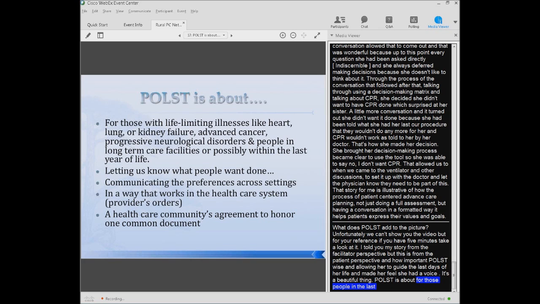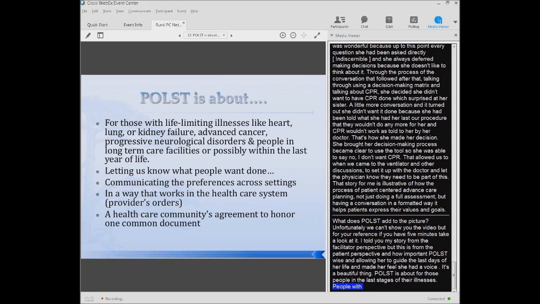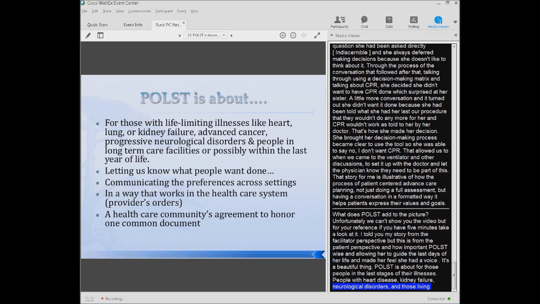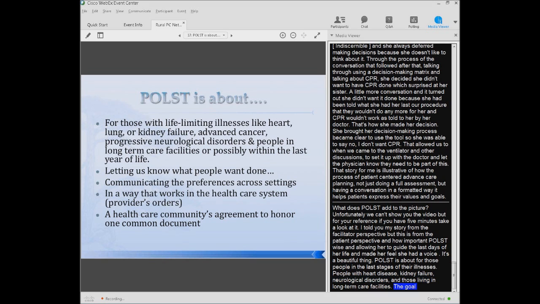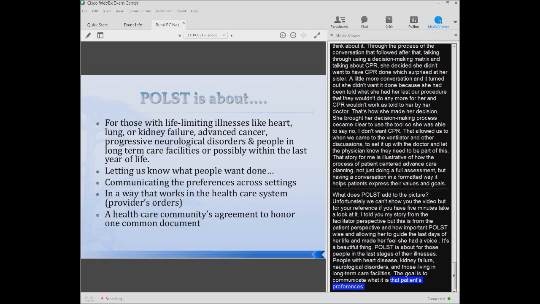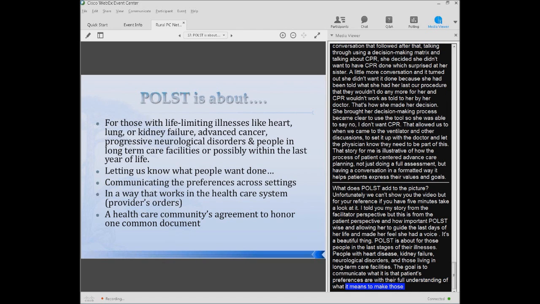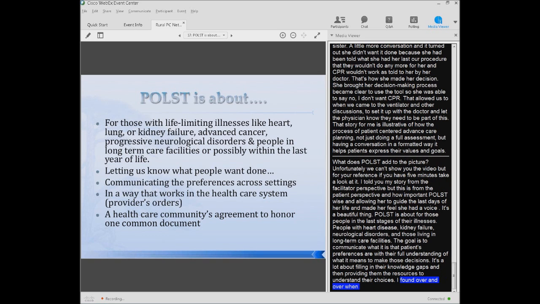Kidney failure, neurological disorders, and really those who are living in long-term care facilities. The goal is to really communicate what it is that patients' preferences are with their full understanding of what it means to make those decisions. So it's really a lot about filling in their knowledge gap and then providing them the resources to understand their choices. And I found over and over when I do this, people can make those decisions when their understanding is taken into account and when they get the knowledge that they need.